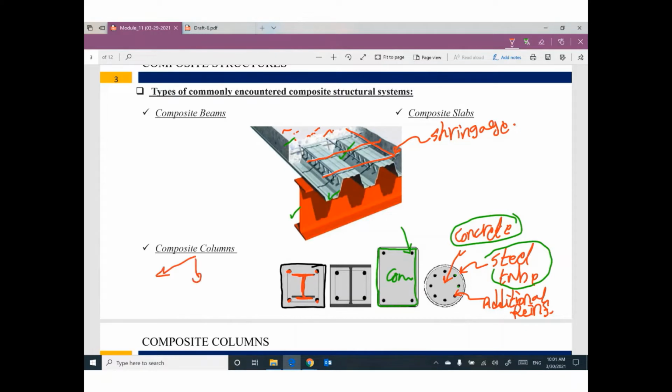So if you look to any column, we will have area concrete, we will have area steel member, and we will have area reinforcement. Three areas: area for concrete, area for steel column, and the area for reinforcement.